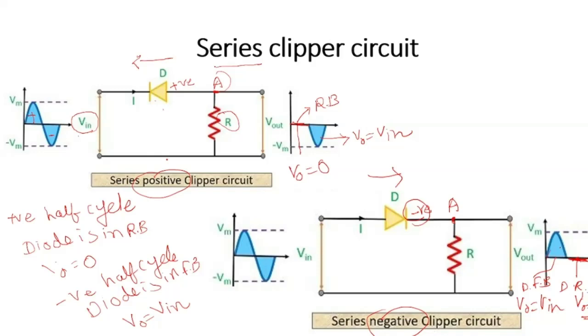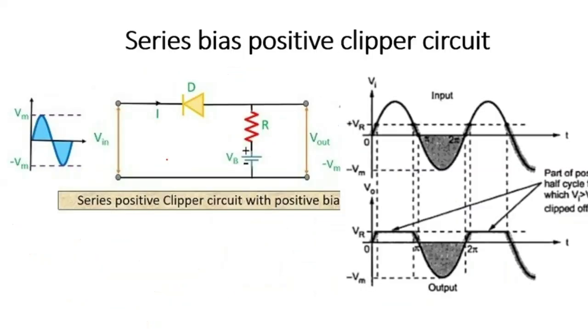Now, series biased positive clipper circuit. Now there is one word, bias. Biasing means we have to connect the circuit with an external voltage supply. This is the reference voltage which is VB. So it is called a biasing condition. Now the diode is connected with the input voltage and resistor in series, so it is a series connection.